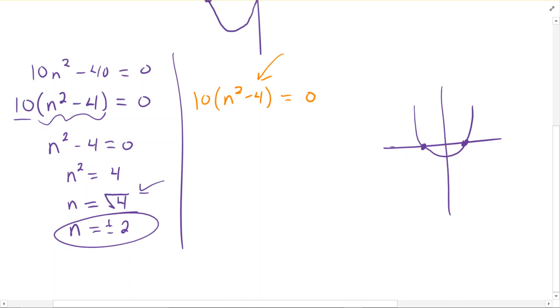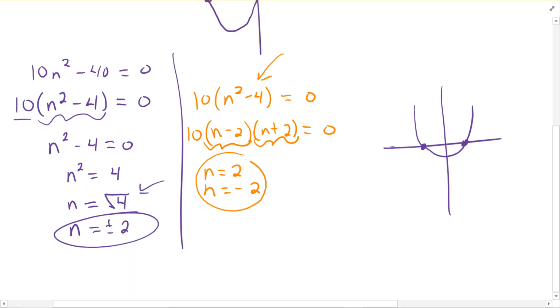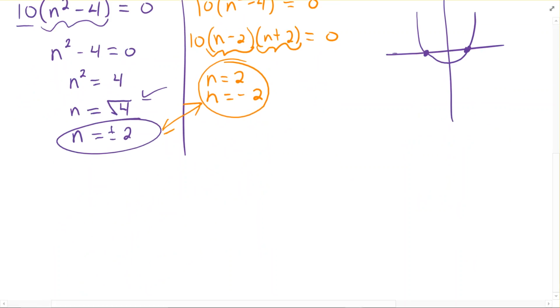So I could rewrite this again now as 10, and then n minus 4 times n minus 2, and then times n plus 2 is equal to 0. And now I'm looking at this saying, okay, what would that need to be equal to make it equal to 0? Well, that n would be equal to 2. What would this need to be equal to? Well, n would need to be equal to negative 2. So you get the same answers. Either way, they're both correct. So however you like to do it, I'm good with that.